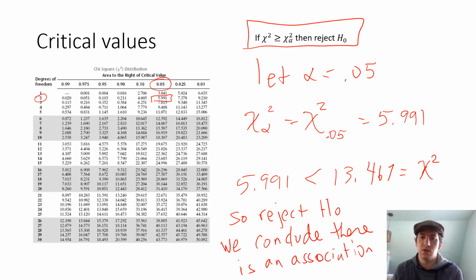Since there's an association, what we're basically saying is if the numbers that we got were actually from a real life situation, then the color of your shirt does have an association to your bowling score. Whatever that association is, who knows? But that's what we're finding from this particular chi-squared test.